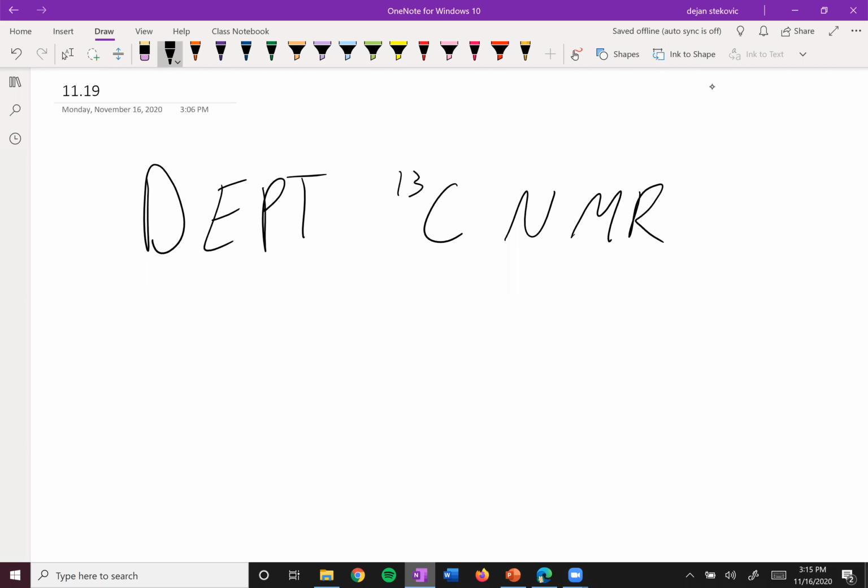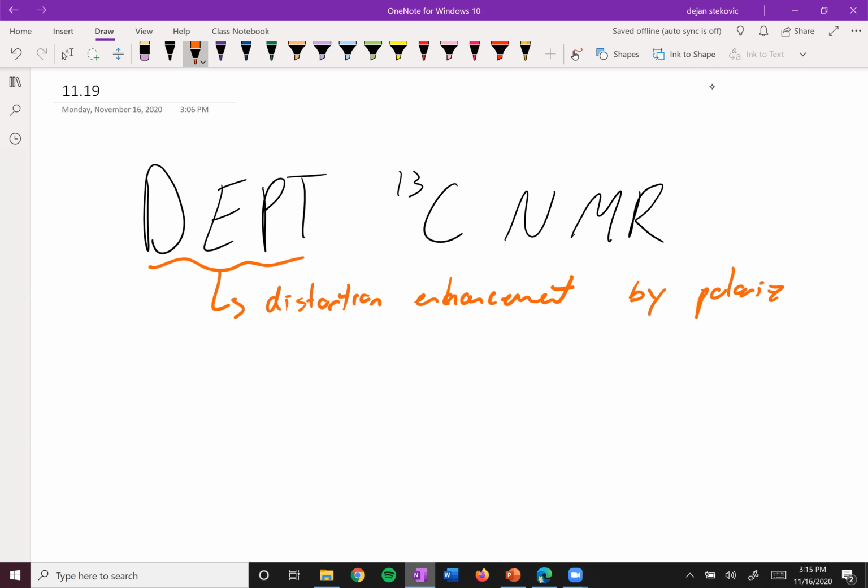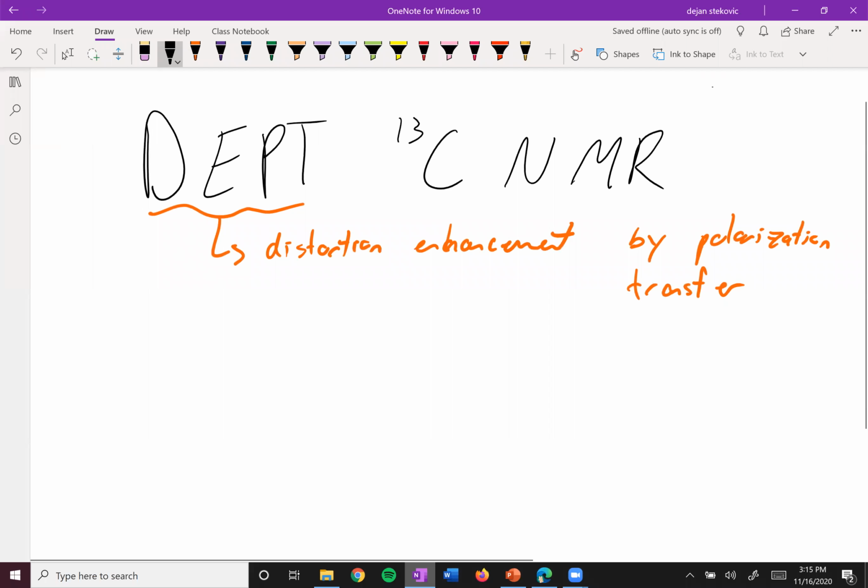Right, so we can actually pull more information from carbon NMRs if we run different types of NMR experiments. One example of this is the DEPT experiments. This stands for distortionless enhancement by polarization transfer. Yeah, whatever that means. Not going to go into depth there.